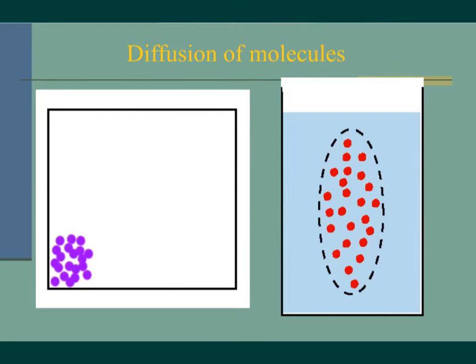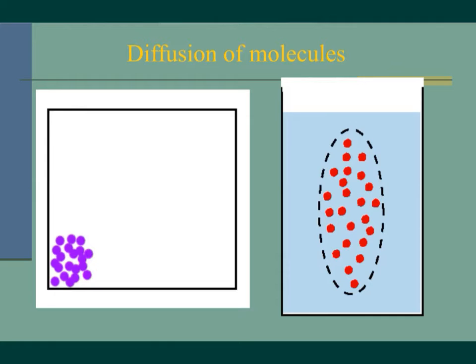Now, diffusion is the net movement of molecules from a region of high concentration to a region of low concentration. So the molecules are said to move down a concentration gradient. This means that diffusion is a passive process, which means no energy is used to make the molecules move. They have a natural kinetic energy.